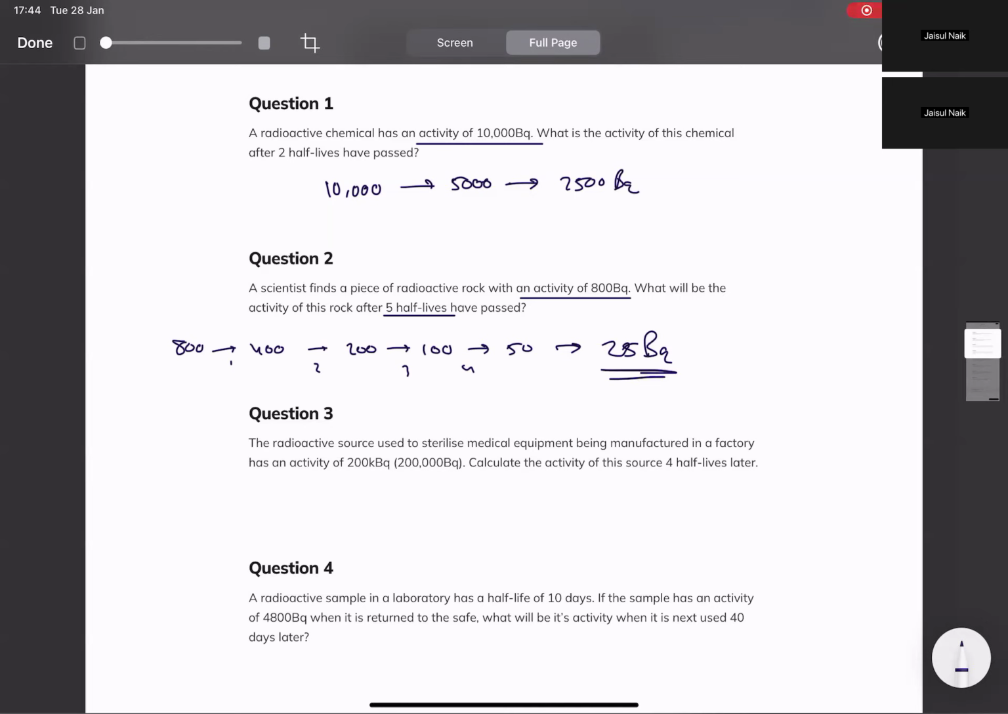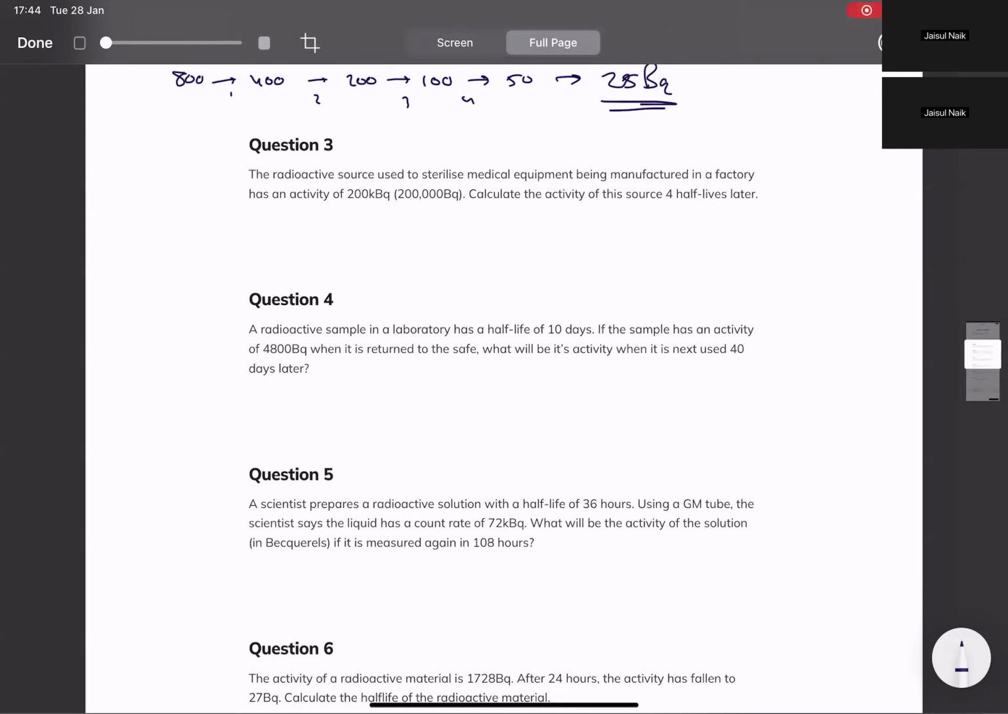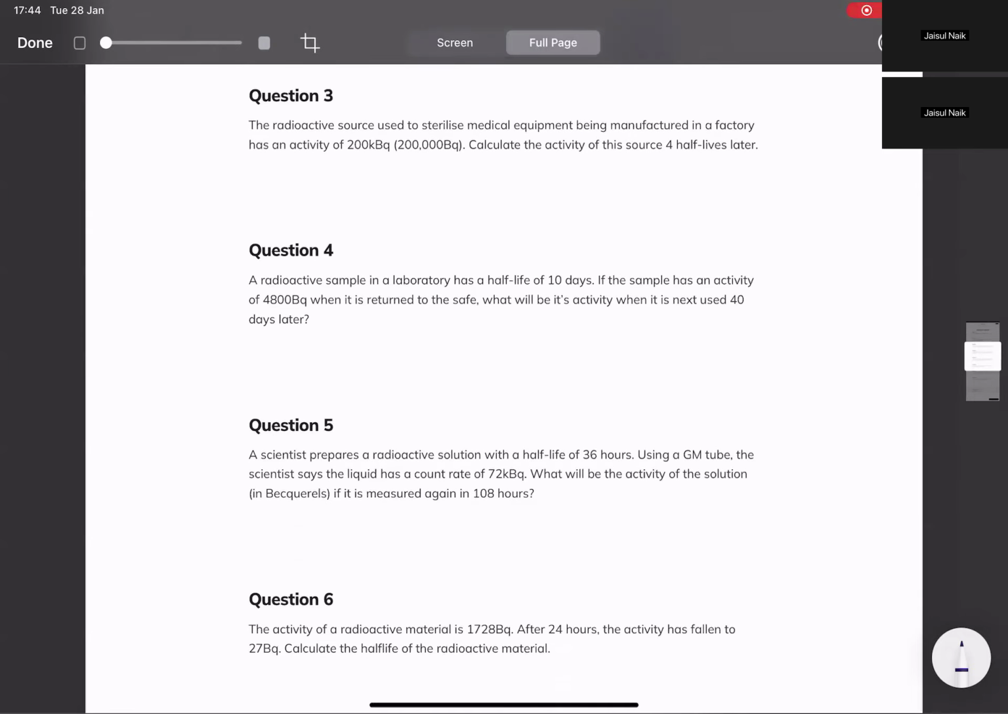This is where it gets a little bit more interesting. Question three, the activity is 200 becquerel. Oh no, that's one more easy one. We'll just halve it 4 times. So 200 will become 100, 50, 25, 12.5. So the answer is 12.5 kBq.